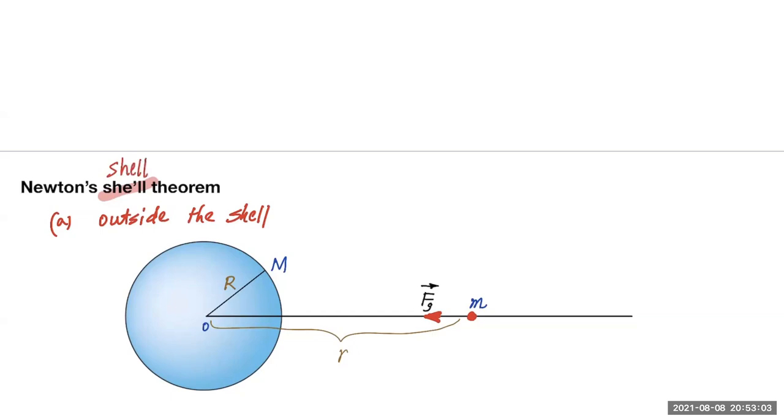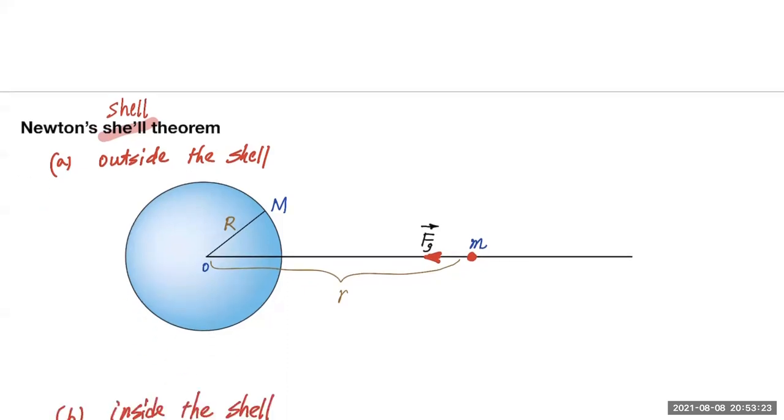Newton's shell theorem. What does this say? Newton's shell theorem has two parts. Suppose you have a uniform spherical shell of radius r and mass m. So it's empty inside. It's a thin shell with uniform mass distribution.